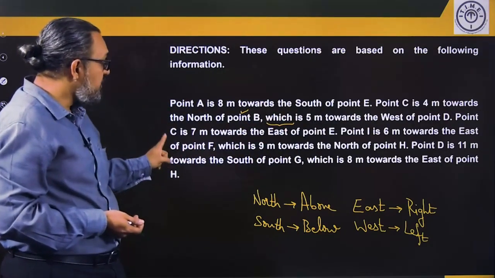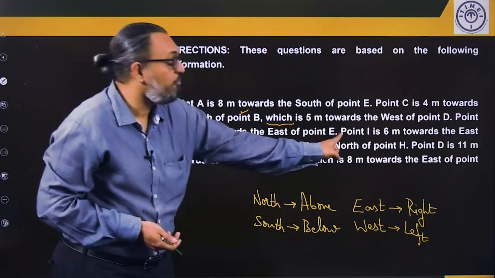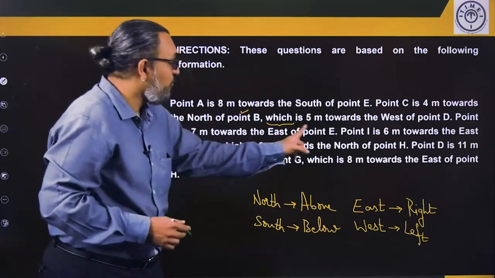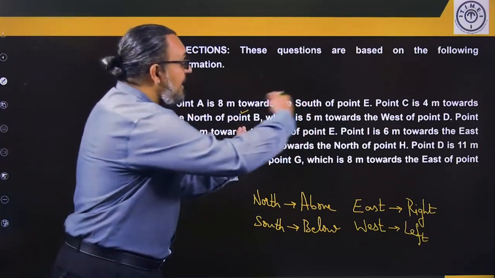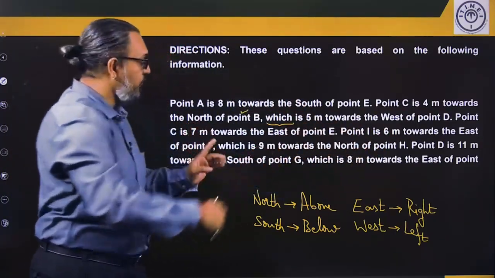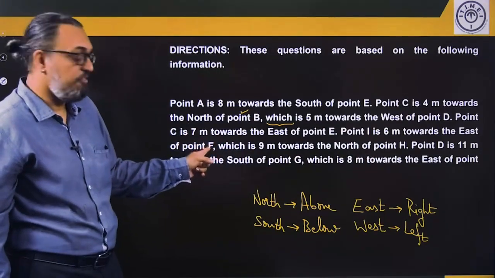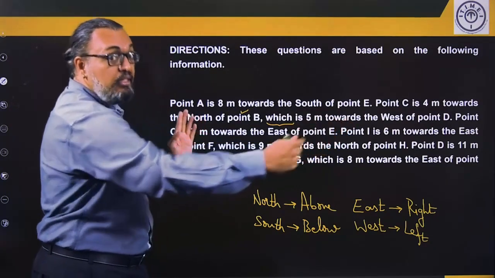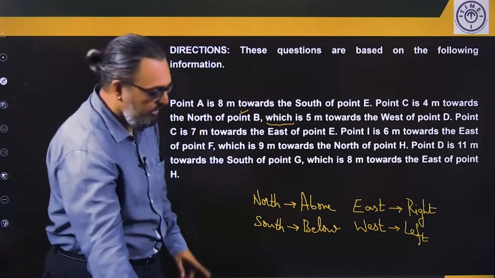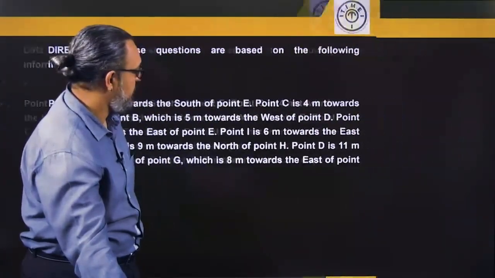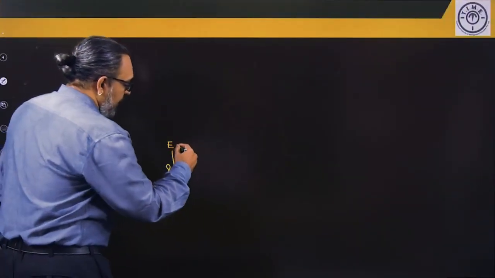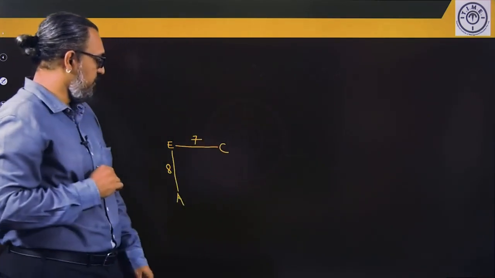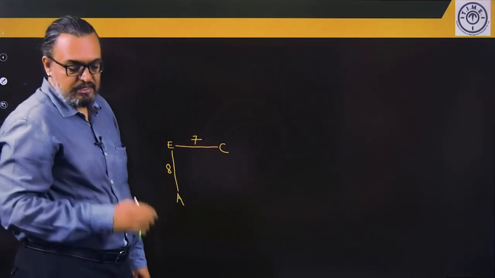Then we have point C is 7 meters towards the east of point E. So east can be replaced as right side. So I have point E now. Now on the east of E, east means right side of E, we can fix a C at a distance of 7 meters. So first let us fix this. So C should be on the right side of E, okay, at a distance of 7 meters, okay. So right side of E, you need C at a distance of 7 meters, correct.